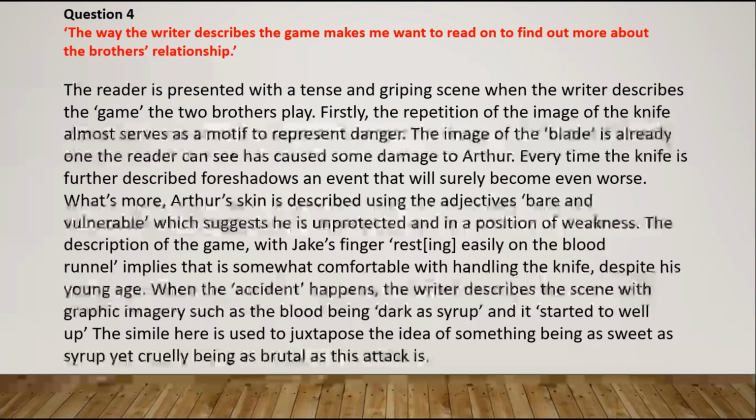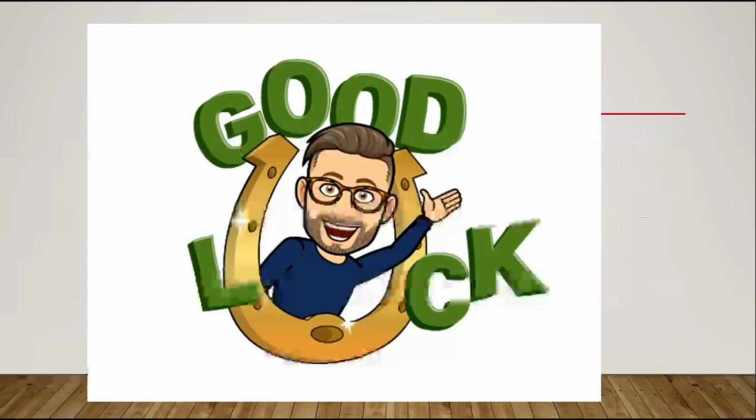This wouldn't be a full answer for me. This would be a third of an answer, maybe getting up to half an answer. But I'd expect a lot more in order to get the high marks. Okay, and that's about it. Look through your notes, make sure you understand subject terminology, language devices, structural devices. Make sure you read all the questions carefully and proofread when you've finished. Lots of luck.